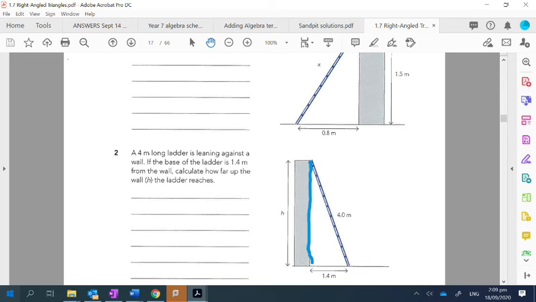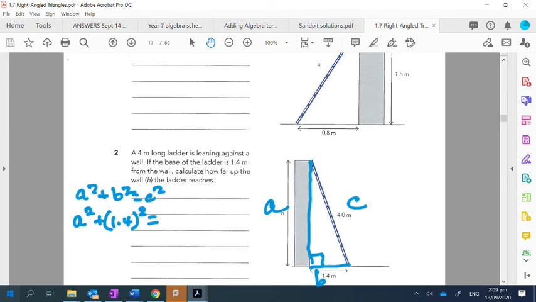So you have the straight sides. That's where your right angle is. And so the ladder is your hypotenuse. It doesn't matter which one you call which. So we can call them A, B, C. You can use H if you want to. Why are they using H, you think? H for height. Okay? A squared plus B squared equals C squared. A, I don't know. So A squared. B is 1.4, quantity squared. C is 4.0, so just 4, quantity squared.